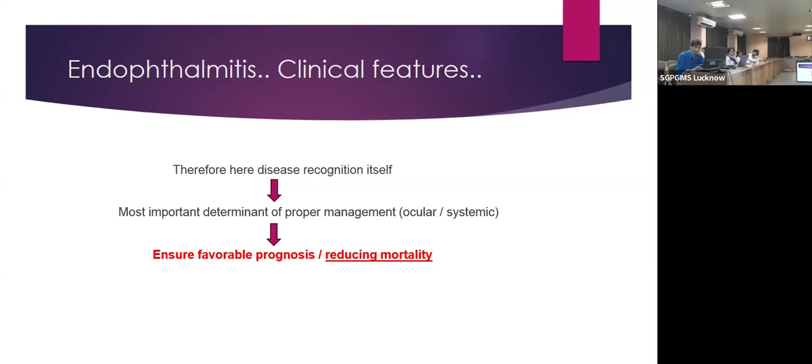So a high index of suspicion, repeated examinations, and knowledge that diagnosis may be delayed will help you a lot. And for anybody, ophthalmologist, retinal surgeon or hematologist, that is the most important determinant.